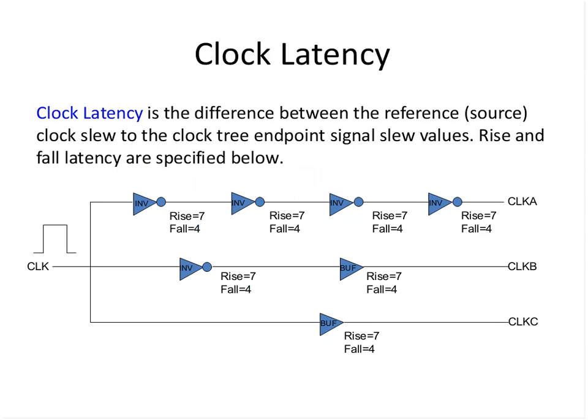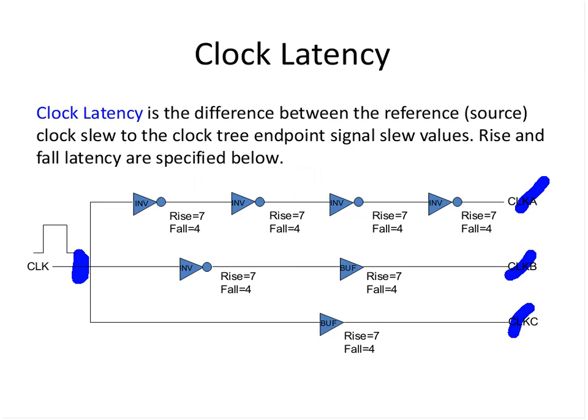There is something called clock latency. Clock latency is the difference between, so this is the port of the design where we create the clock. Now let's say you have a flop. Clock A just tells me that this is one flop, this is another flop, this is a third flop.